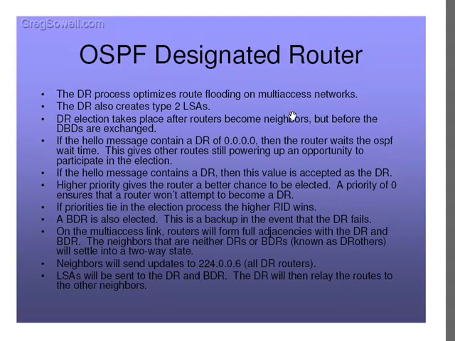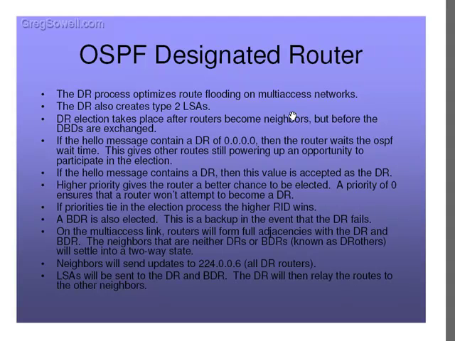So in lieu of just sending your updates blindly to everybody out there, you elect one guy to be the designated router, and then also a BDR, or a backup designated router. So you send your updates to 224.0.0.6, which is the DR. The DR takes those updates and then he sends those out to everybody else. So you have a single point of flooding in the network.